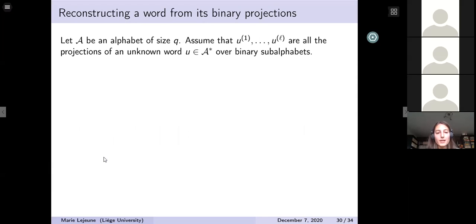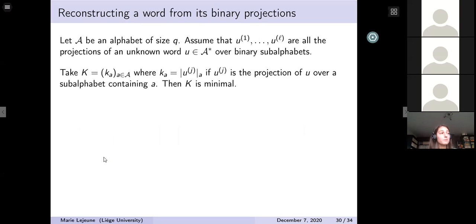Okay, so now let's sum up the general case. So I have an alphabet of size Q. And you remember, I wanted to look at all the projections of my unknown word U over binary sub-alphabets. So assume that these words U1 to UL are all these projections. I'm going to build a K marking of these words, and for K I'm going to take the minimal K.